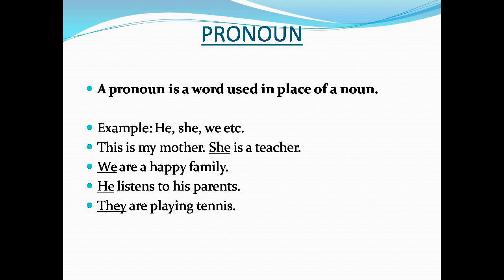Next, we are a happy family. We have not informed any name over there. Instead of that, we. Next is he listens to his parents. He has been highlighted as a pronoun. Next is they are playing tennis. We have not specified any name. So instead of that, we have given a plural, they. They are playing tennis. So this is pronoun.